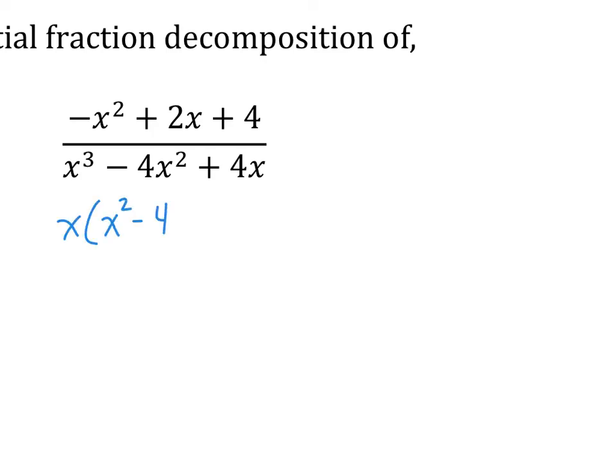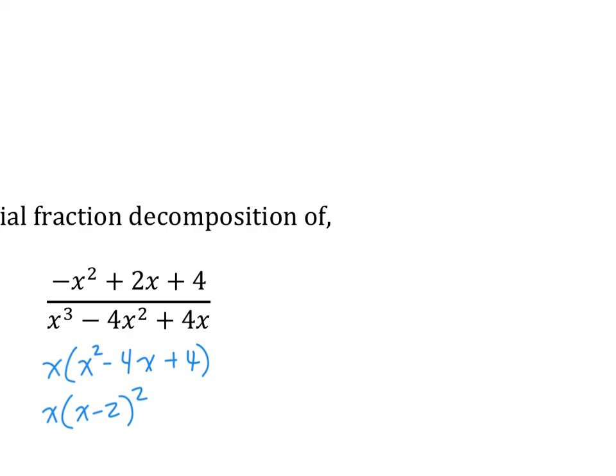x squared minus 4x plus 4. And wait, x minus 2 squared. That means we have a repeated factor. All right, go ahead and set it up. Solve it. It is going to be a little long. You might want to use a calculator to do your matrix.